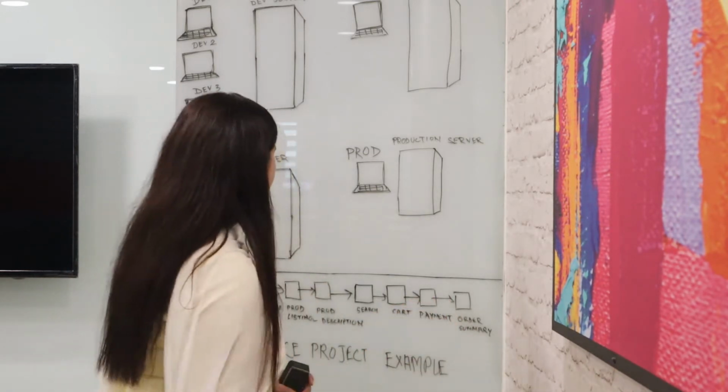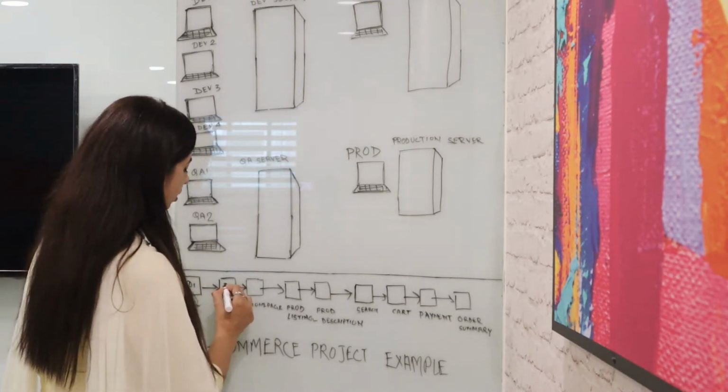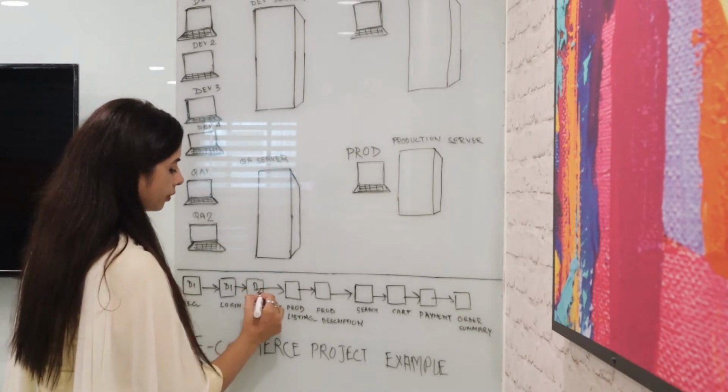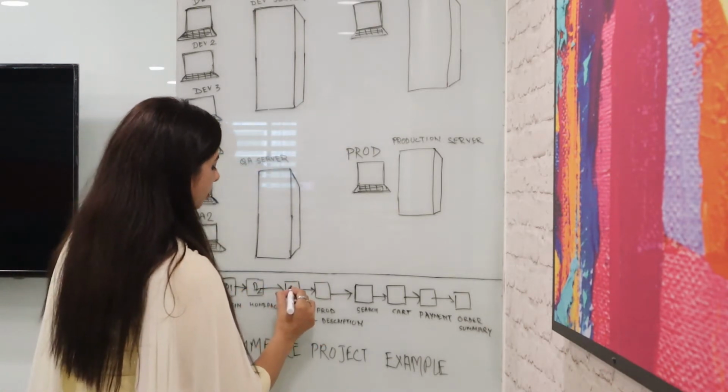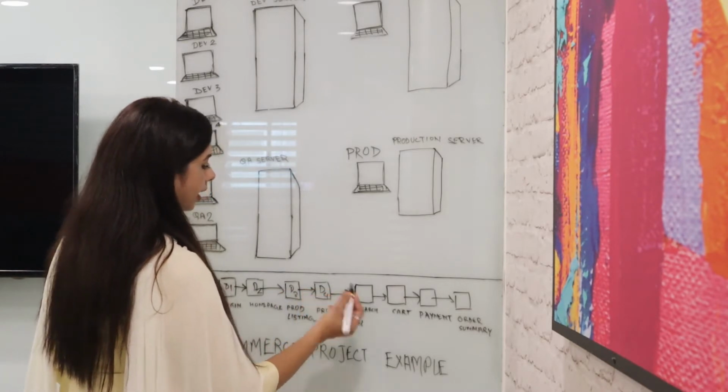Let's say developer 1 is working on the registration and the login modules. Developer 2 is creating the home page. Developer 3 is working on the product listing and product description pages, and so on.